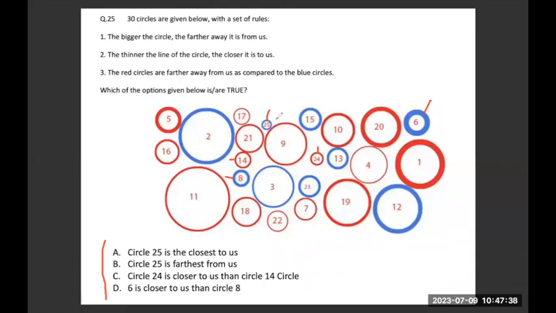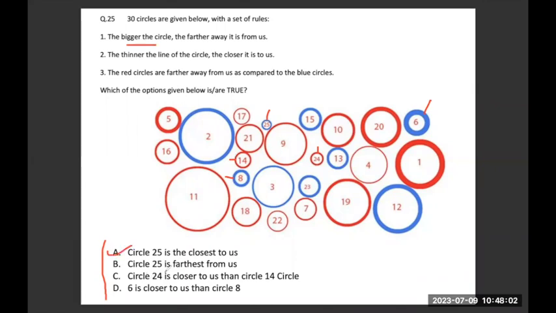Now, if I look at the size, amongst all the blue colored circles, circle 25's size is smaller. Now, what it says is size: bigger the circle, farther away from us. Which means the smallest circle will be closest to you. Based on that, I can say option A is correct.